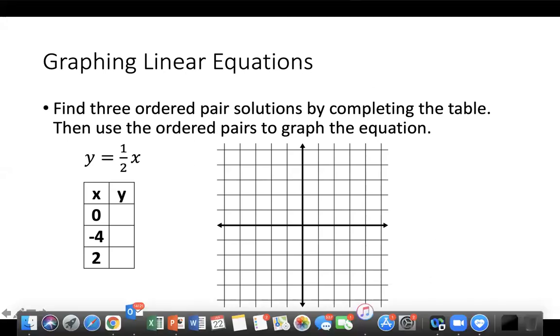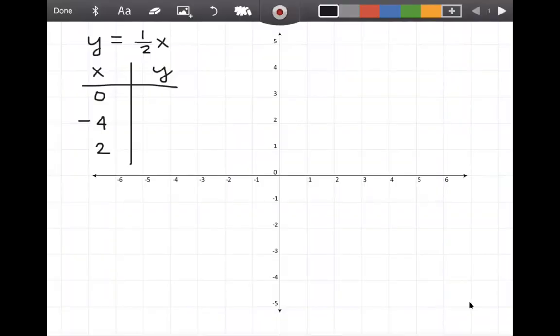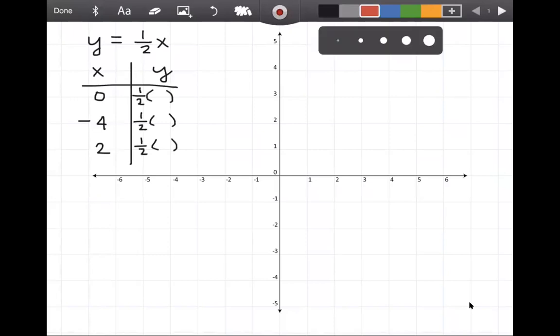All right. So switching over to the tablet. Okay, remember how we did this in the last section? We're going to replace x with 0. I'm just going to go ahead and start my work here. Okay, so 1/2 times 0 is 0. 1/2 times negative 4 is negative 2. And 1/2 times 2 is 1.